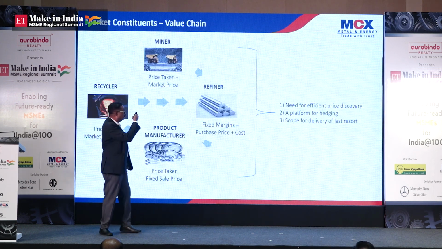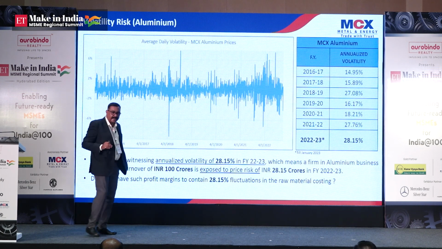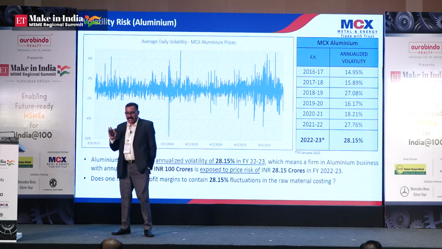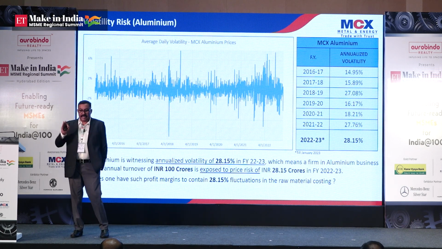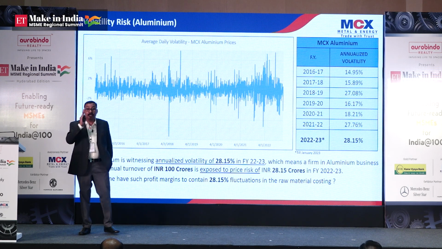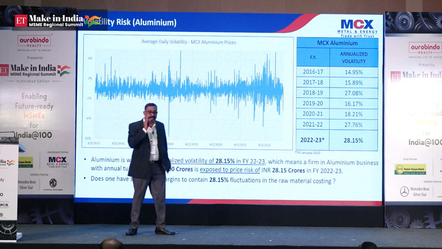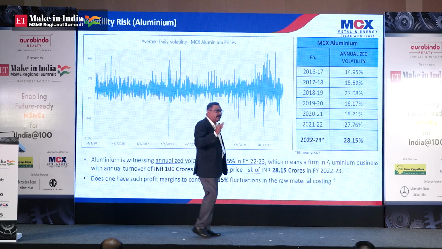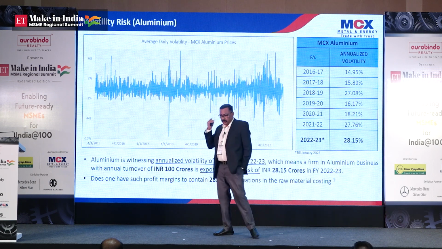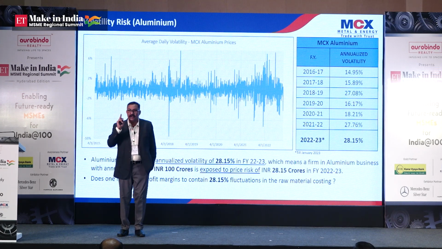Now, this is a slide I think all of us know about. Just look at this slide. The volatility we have seen in aluminium in 2023 till now is 28.15%. That means any company with a total annual turnover of 100 crores has 28.15 crores at risk. Am I right or wrong? You agree? All of you agree with me?